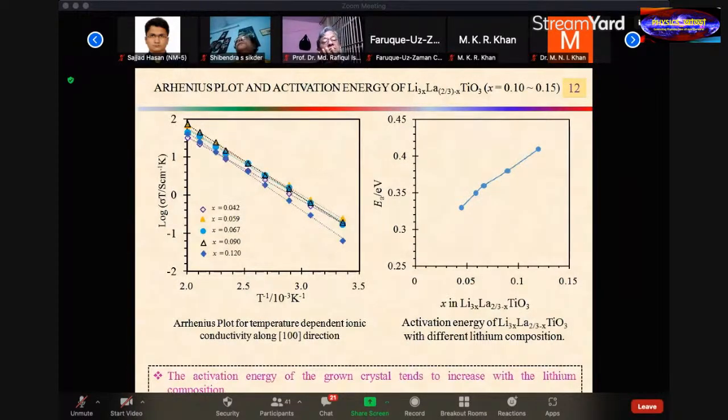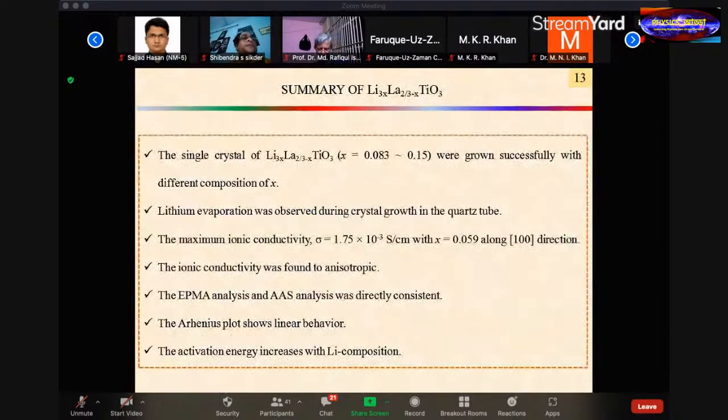We also measured temperature-dependent ionic conductivity to determine the activation energy, and we found that the activation energy increases with the increase of lithium composition. So this is the summary. We have grown different composition-dependent single crystals, and we found the highest conductivity yet observed, 1.75 × 10^-3, which is comparable with liquid electrolyte.